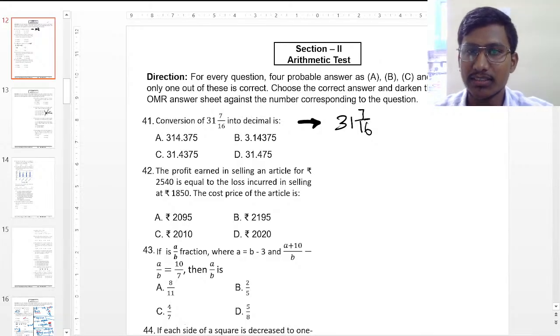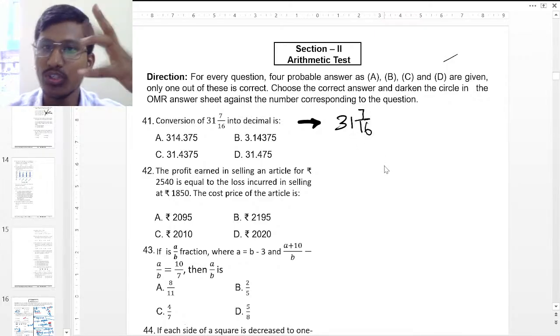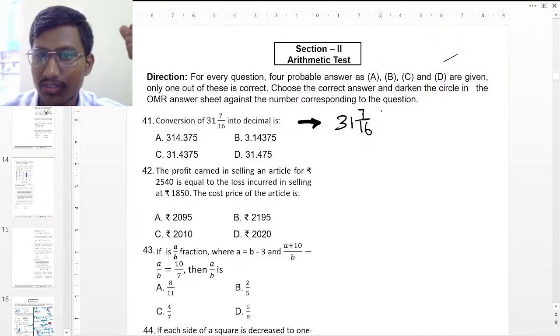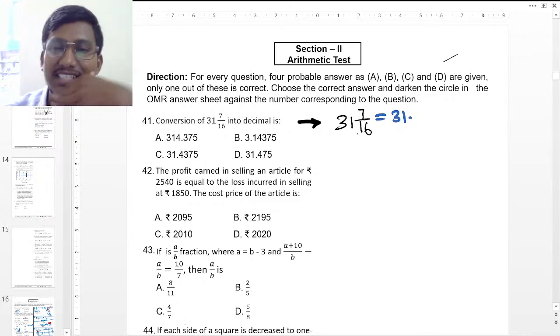So if you see here, the question is 31 and 7 by 16. So the answer will come as 31 point. If it comes as 31 point, what we have to do is divide the 7 by 16.